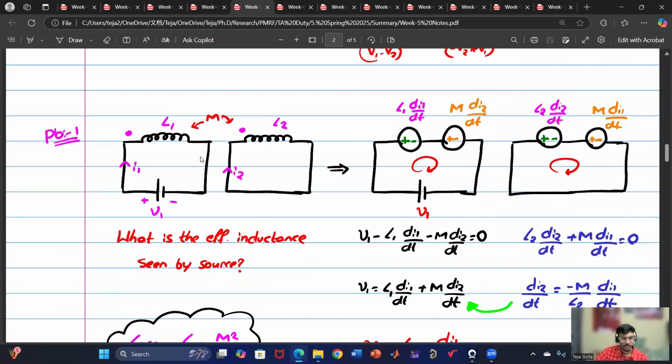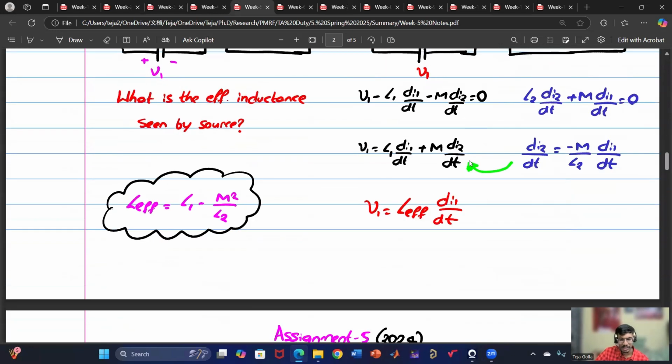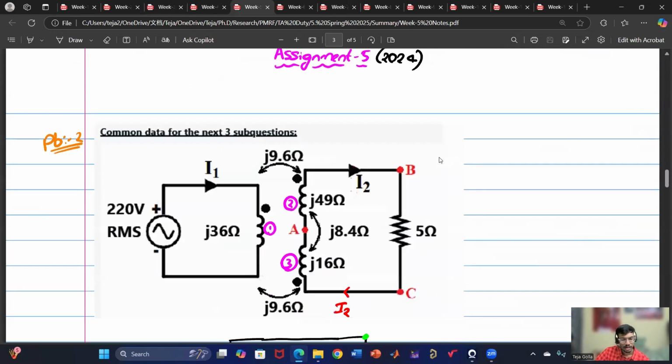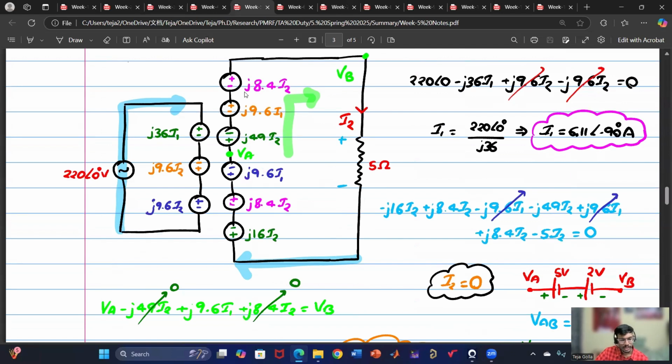Then we have solved a couple of problems. In the first problem, this is shorted, so current is entering the dots in both the cases. First I have drawn the self-inductance term, then I have added the mutual inductance term, and then we apply KCL and KVL normally and solve for it. Then we have solved assignment 5. Here there are 3 mutual inductances, so we'll get 3 terms, 3 terms, 3 terms, a total of 9 terms. So take your time. Don't make any mistake.